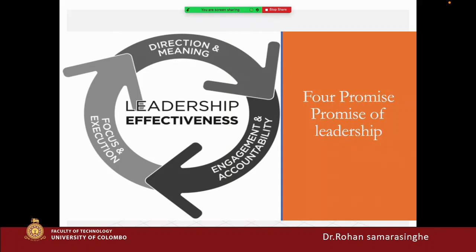Actually, we know the promise of the leadership: direction and meaning, engagement and accountability, as well as focus and execution. These three can be promises of the effectiveness of the leadership.